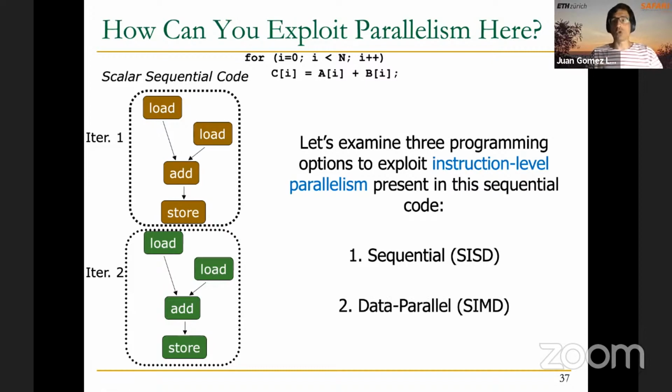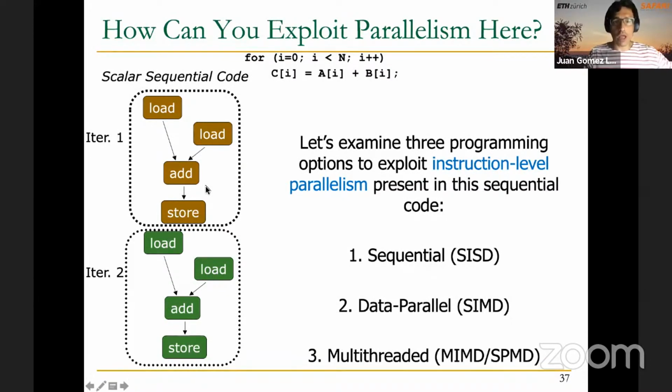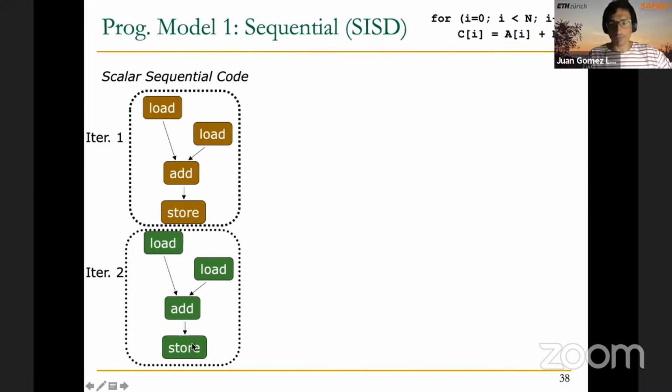Or we can try to exploit the parallelism that exists here. For example, this load instruction is completely independent of this one, or this one is completely independent of this one. So I could execute them together if they are in the same, for example, vector load instruction. And then I can also write multi-threaded code where different threads execute different iterations, like this one by thread 0, this one executed by thread 1 in a multi-core. This could be executed on core 0, this on core 1, and so on.